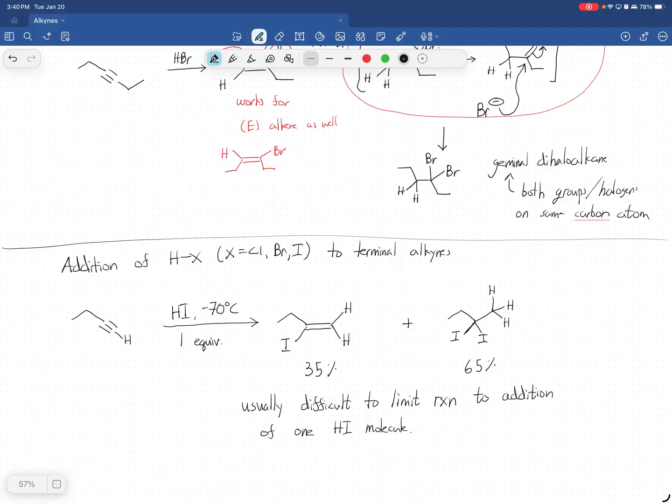So these reactions aren't as clean as we had hoped. So there's always room for improvement. Okay. Are there any questions on that example?